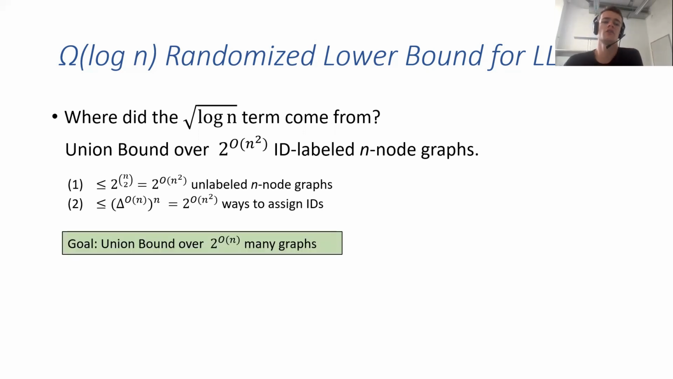And now the goal is that we only need to union bound over 2 to the order n many graphs, because if we only need to bound over that many graphs, then we directly get the desired lower bound of omega log n.